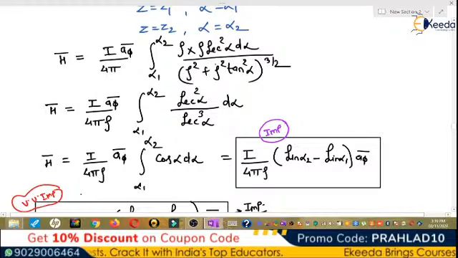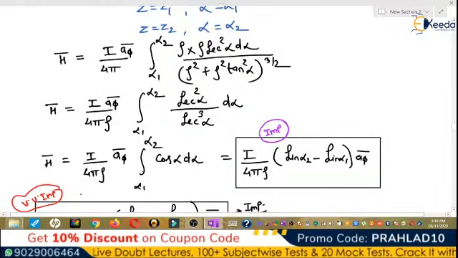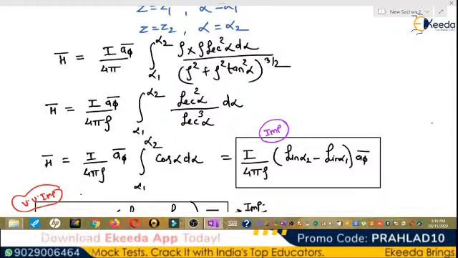by (rho square plus rho square tan square alpha) to the power of 3 by 2. So I by 4 pi rho, direction is a_phi, and limit alpha 1 to alpha 2, sec square alpha upon, 1 plus tan square alpha is sec square alpha, and sec square alpha to the power of 3 by 2, so it will be sec cube alpha. So I by 4 pi rho a_phi vector and alpha 1 to alpha 2, it is cos alpha d alpha. Then I by 4 pi rho, sin alpha 2 minus sin alpha 1, and direction is a_phi.